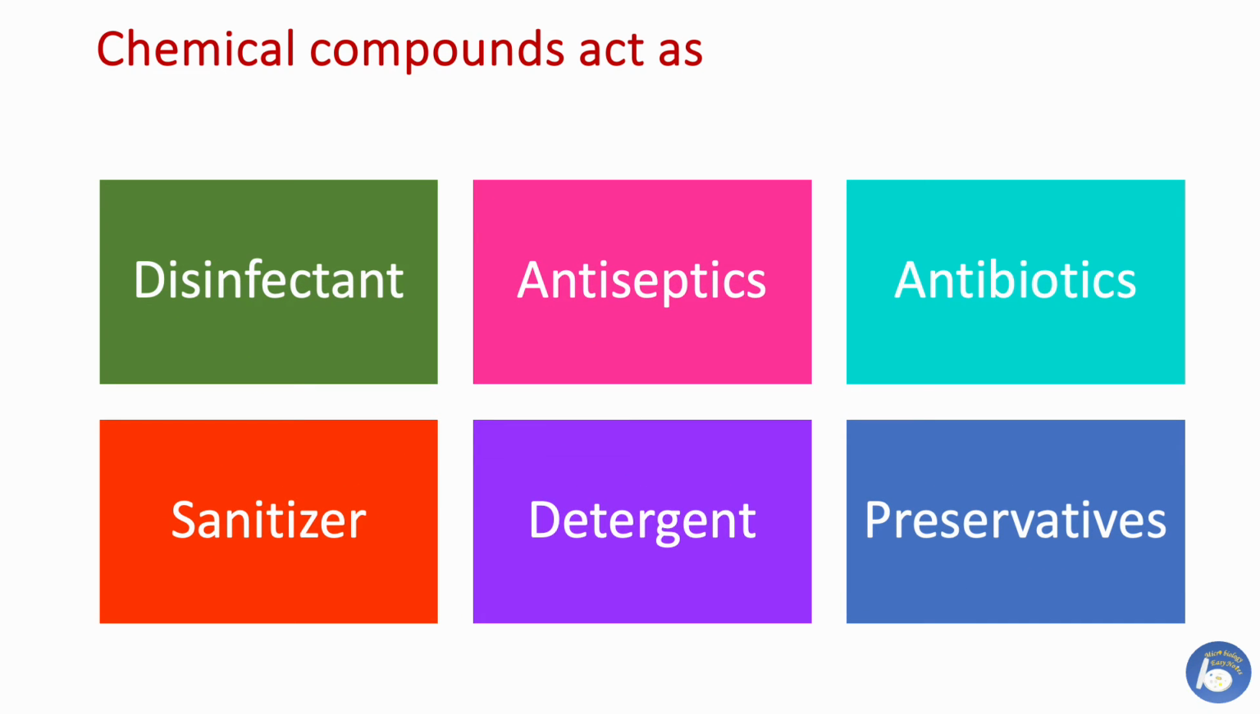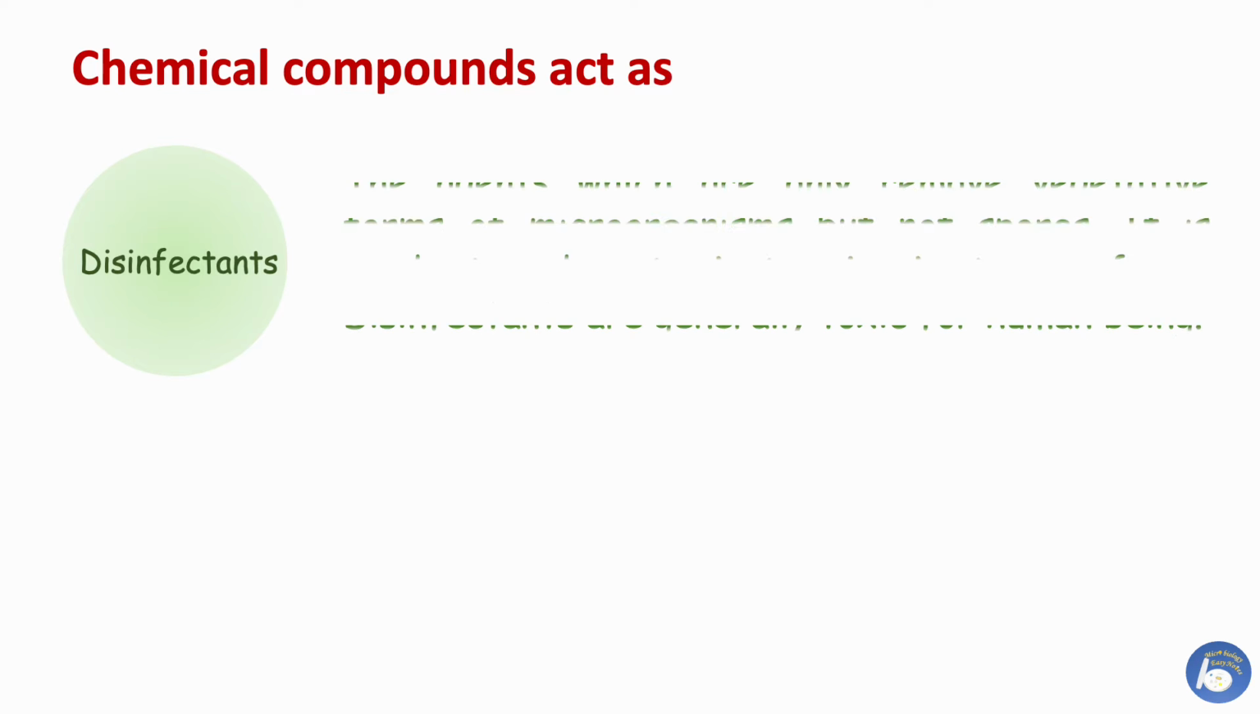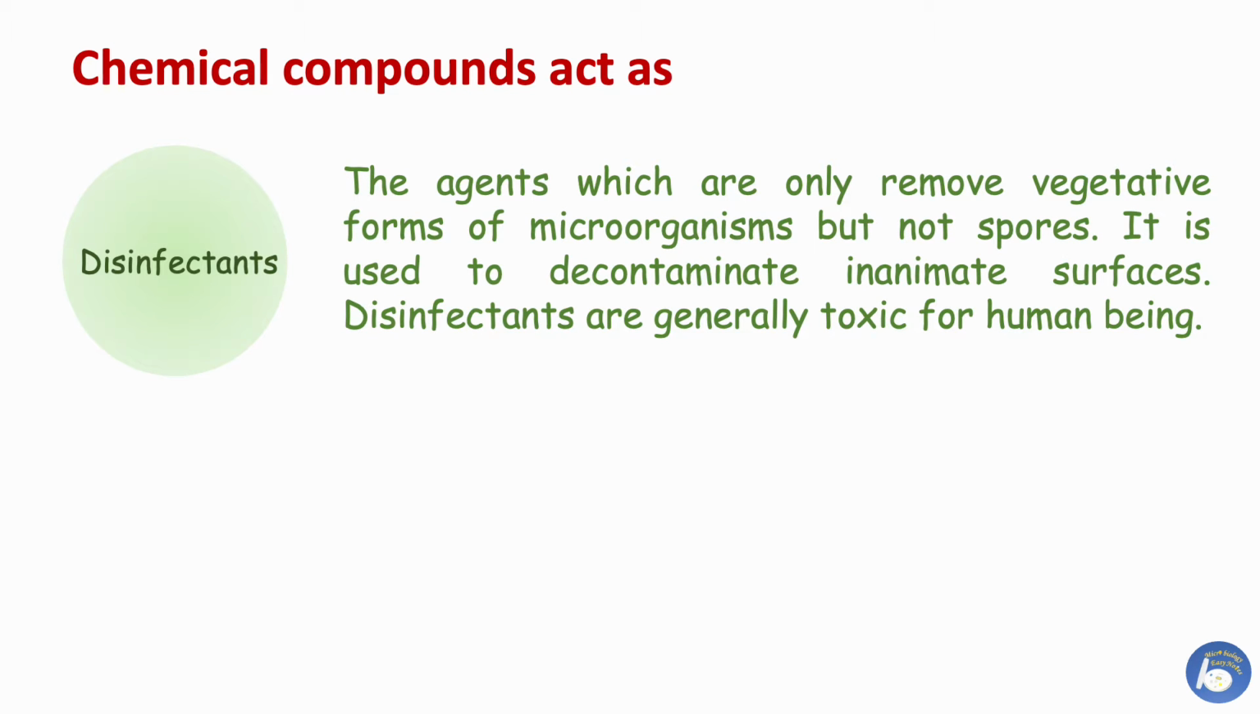To control microorganisms, several chemical compounds are available which can act as disinfectant, antiseptics, antibiotics, sanitizer, detergent or as preservatives. Disinfectant. These agents only remove vegetative forms or cells of microorganisms but not spores. It is used to decontaminate inanimate surfaces like benches, chairs, etc. Disinfectants are generally toxic for human beings. Examples of disinfectant are copper sulfate and chlorine.